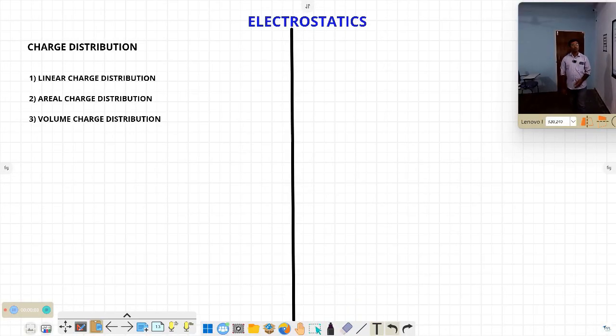Hello students, today we are going to discuss the electrostatics charge distribution concept. This is a very small concept, a required basic concept. Using this, a lot of problems can be solved in the coming topics. So what is charge distribution?